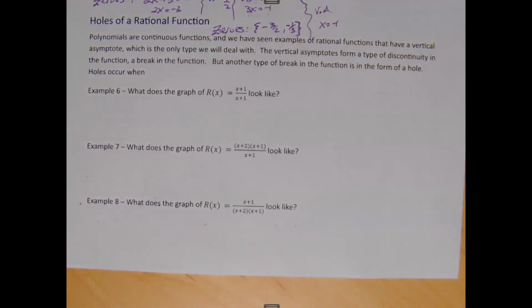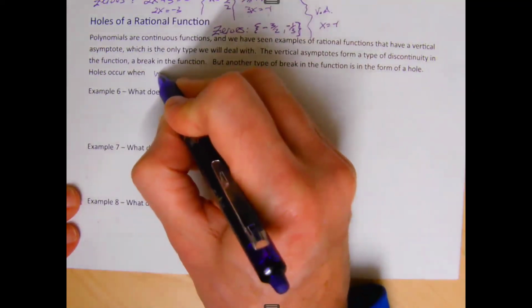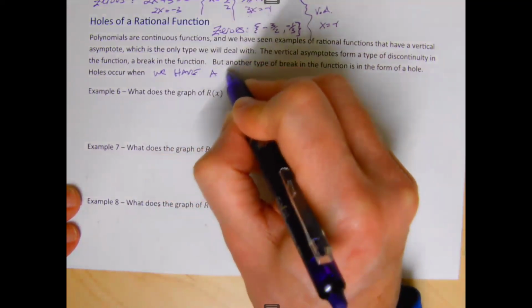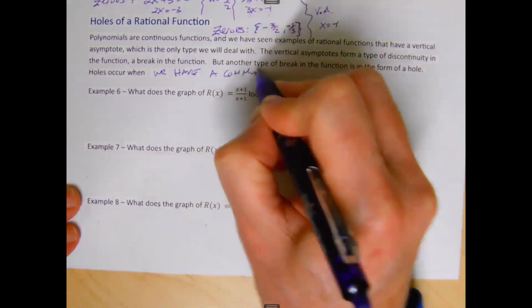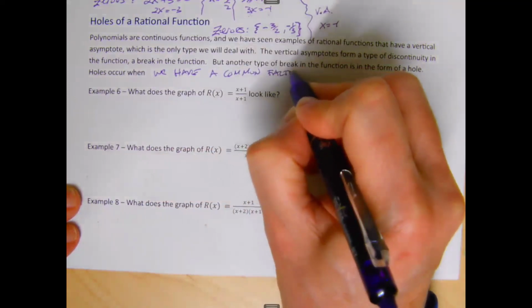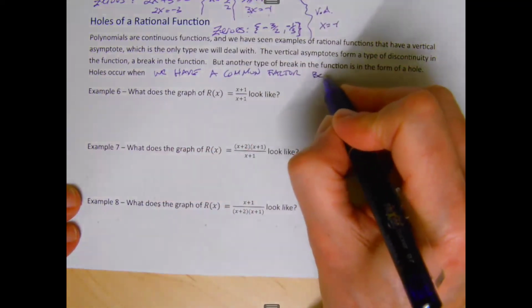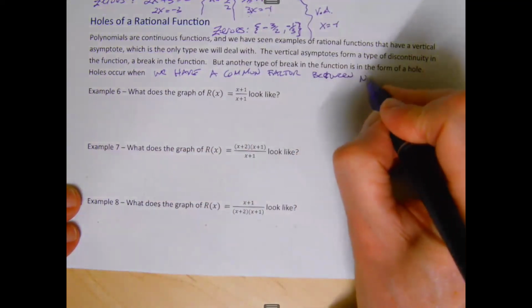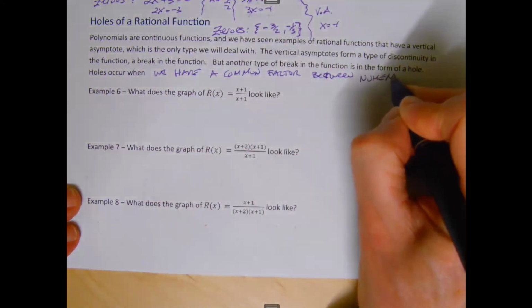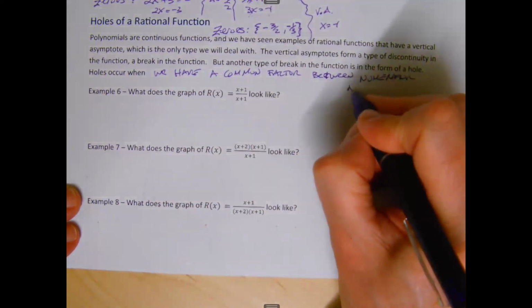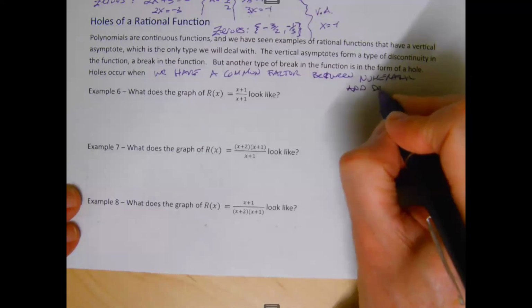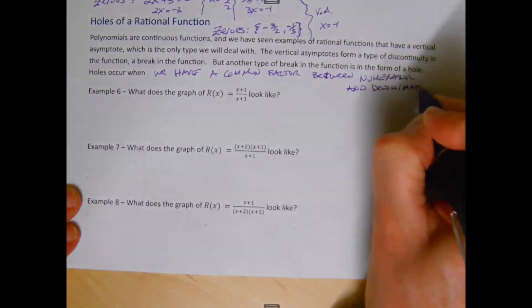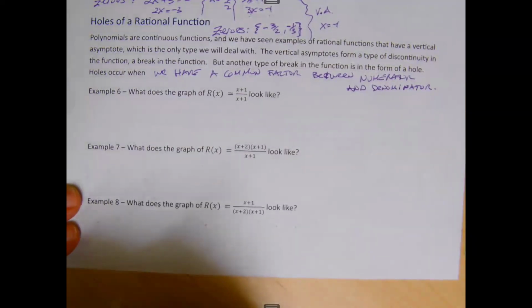Holes occur when we have a common factor between numerator and denominator. Okay, that's when it occurs.